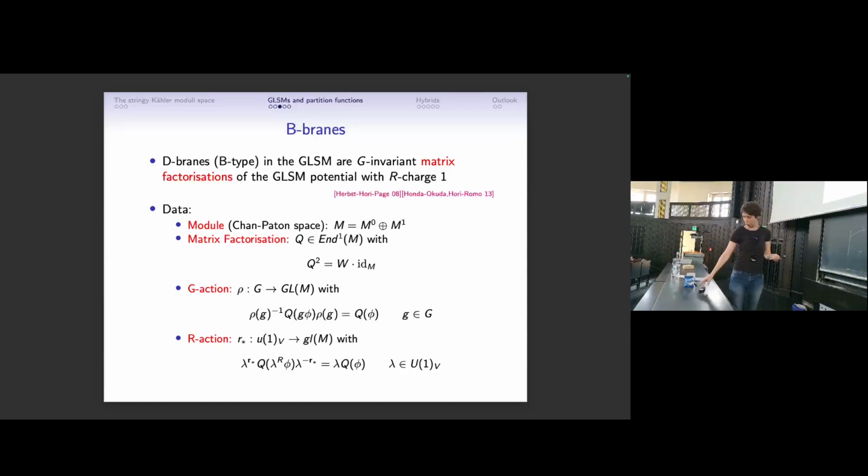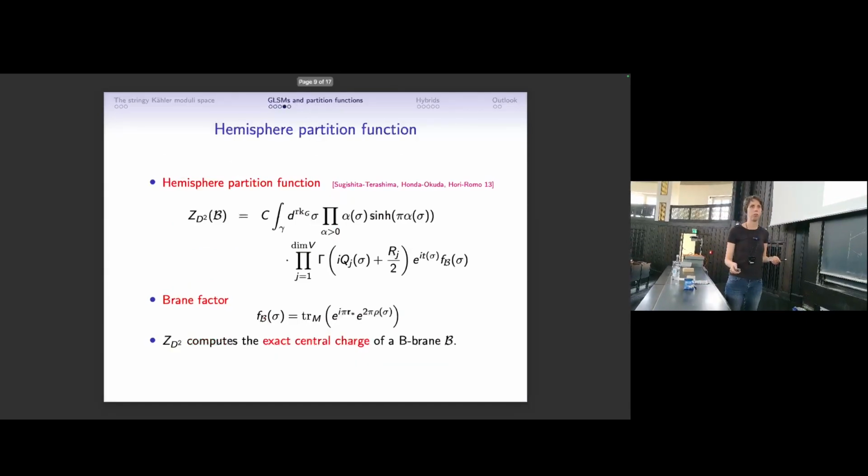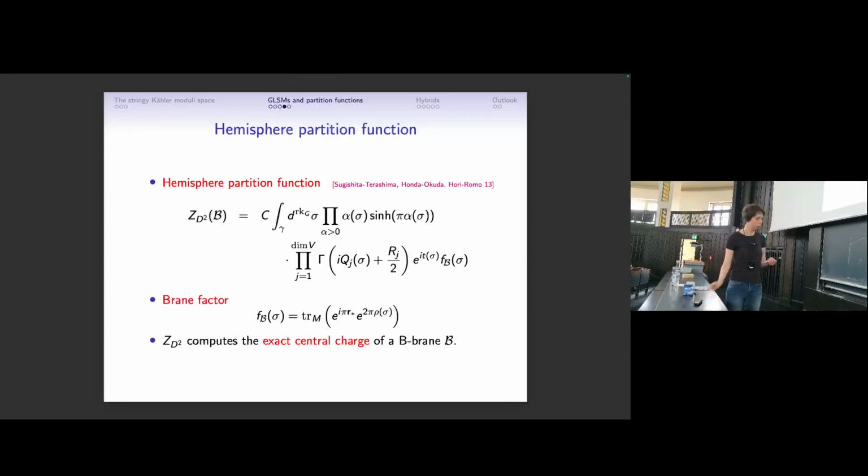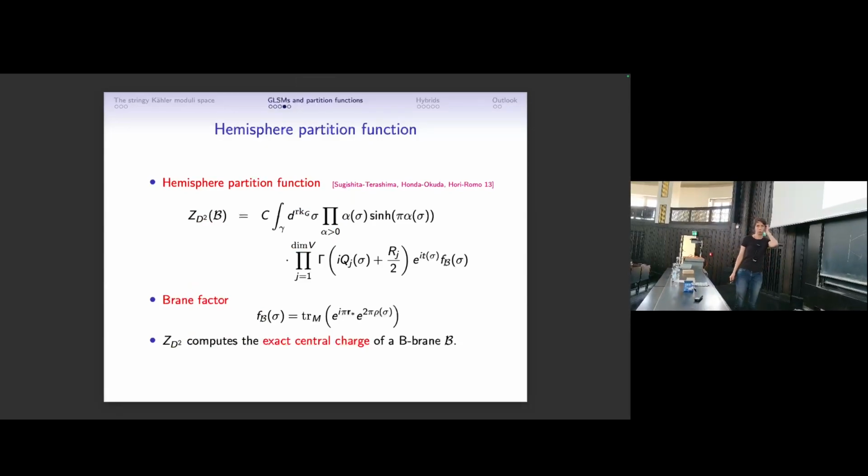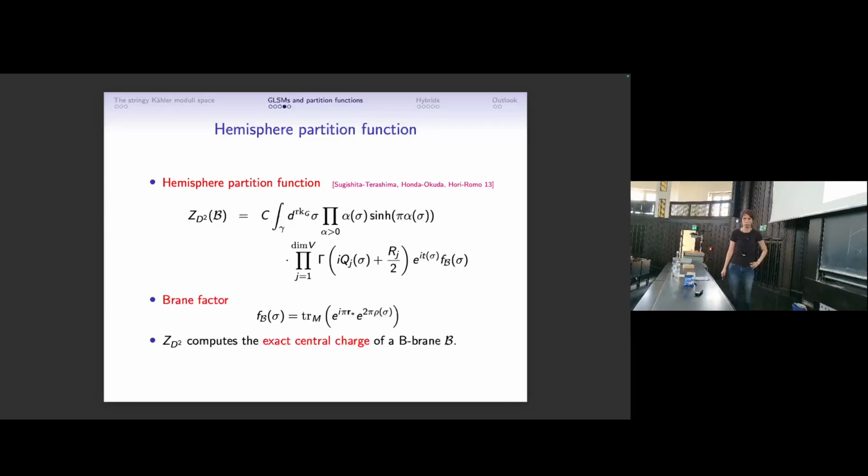And these two matrices, rho and R star, that give the gauge and R charges of this brane, they will play a role in the hemisphere partition function, and I can give the definition of this now. So the hemisphere partition function comes from supersymmetric localization. So you take the GLSM, put it on a hemisphere, put the B-brane on the boundary, and you realize that you can evaluate the path integral exactly. And here it localizes on the Coulomb branch. So in the end, what you get after a long calculation is an integral just over these chiral scalar fields.